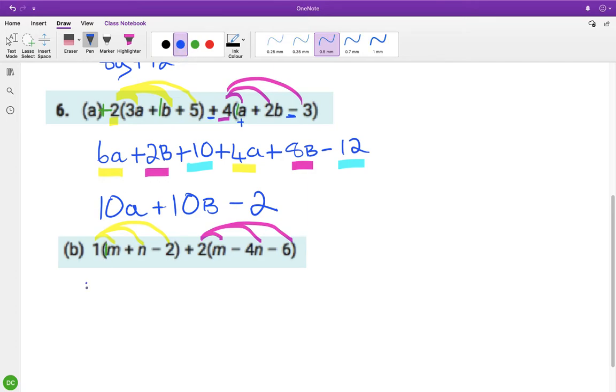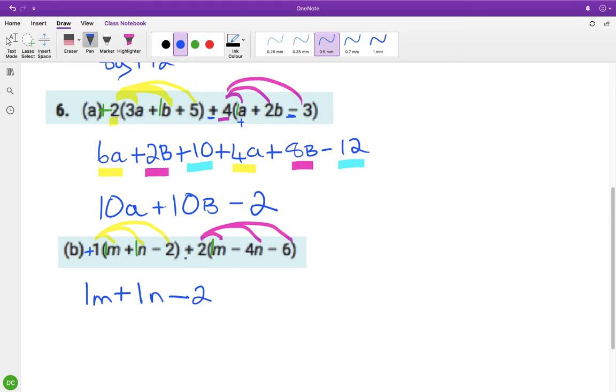So 1 times 1 is 1, and the letter is m. Invisible 1 here. I should say plus and a plus. Same signs mean plus. 1 by 1 is 1, and the letter is n. A plus by a minus, so different signs give me a minus, and 1 times 2 is 2, and there's no letter. Moving on to the pink, there's an invisible 1.